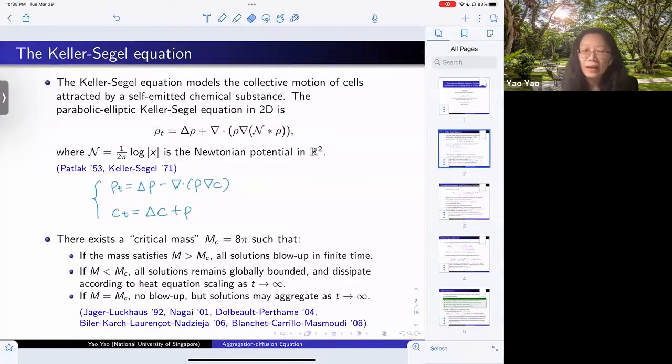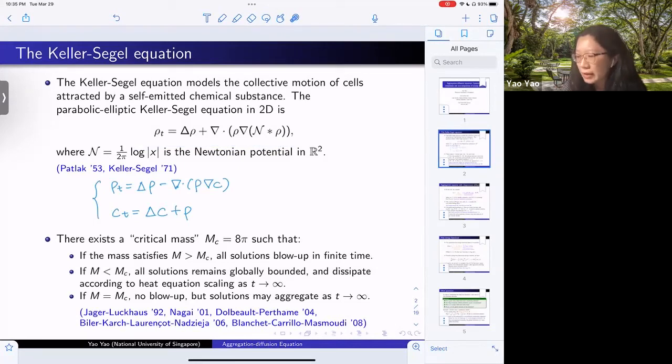To begin with, let me start with a brief introduction of the Keller-Segel equation. For those of you like Juan and Manuel who are already experts on the Keller-Segel equation, please bear with me. This equation models the collective motion of cells, usually bacteria or slime mold cells. On the one hand, they are doing Brownian motion, and on the other hand, they are attracted by a chemical substance that is emitted by themselves. This is what the Keller-Segel equation in 2D looks like.